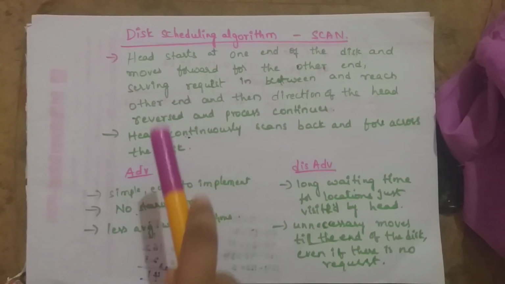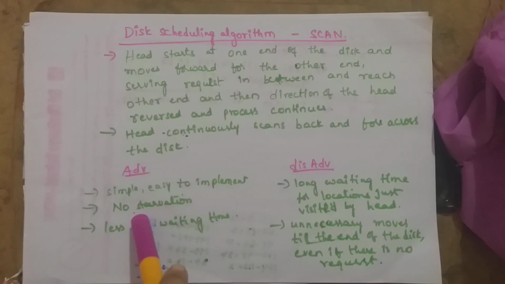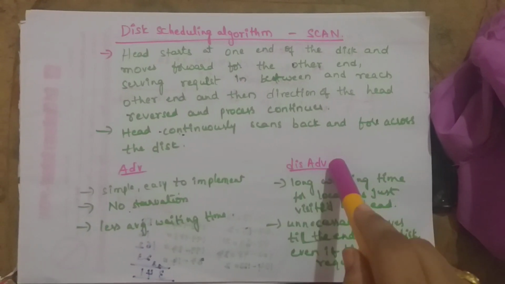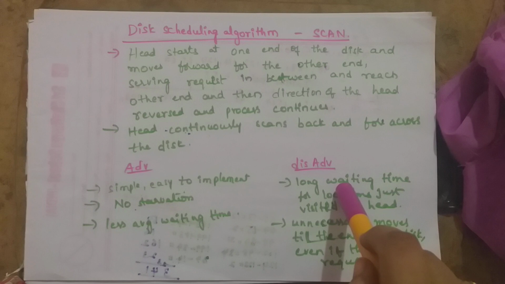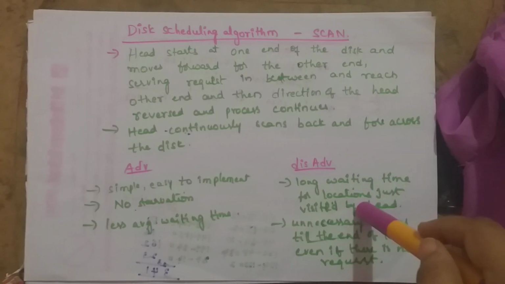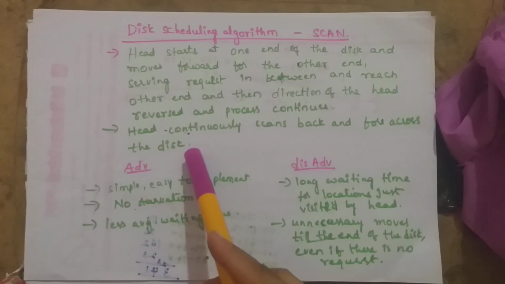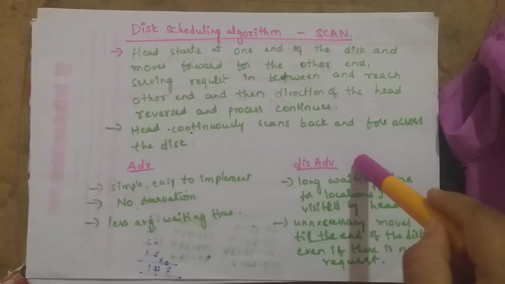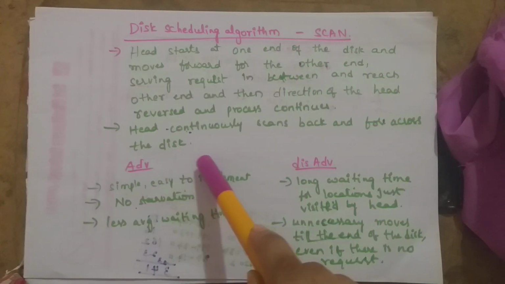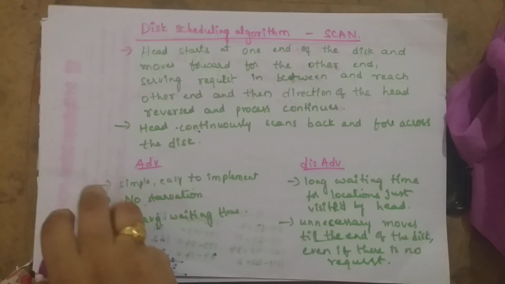Now, what are the advantages? It is very simple and easy to implement, with no starvation and less waiting time. What are the disadvantages? One is long waiting time for locations just visited by the head. And one more is unnecessary moves. Even if there is no request from the first to the last position, in the SCAN algorithm the head moves in the forward direction as well as the backward direction.